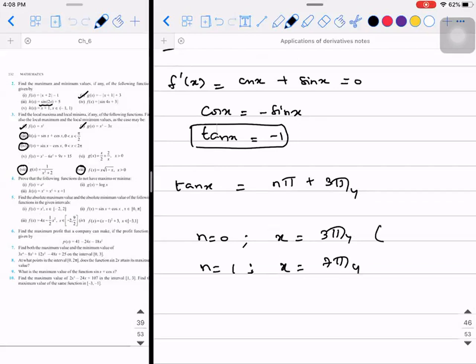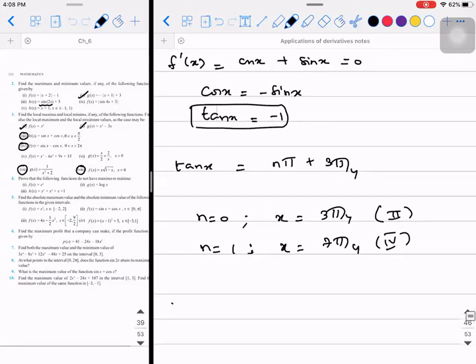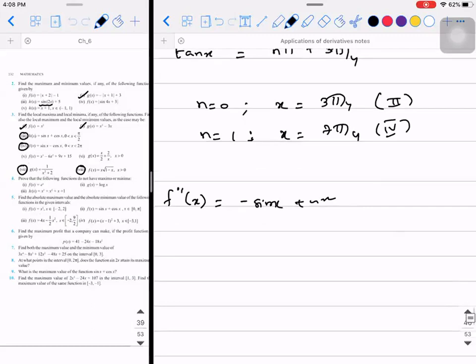So this is in which quadrant? Second, and this is in the fourth quadrant. In the first and third quadrant, tan is positive. Right. So f double dash of x is what? Minus sin x plus cos x. So f double dash of 3 pi by 4, what is it?